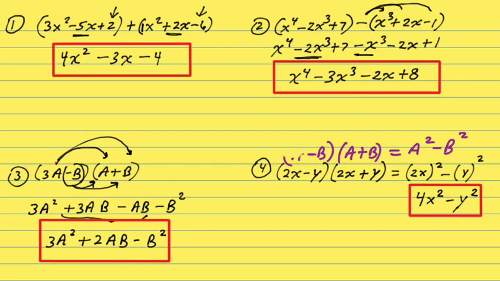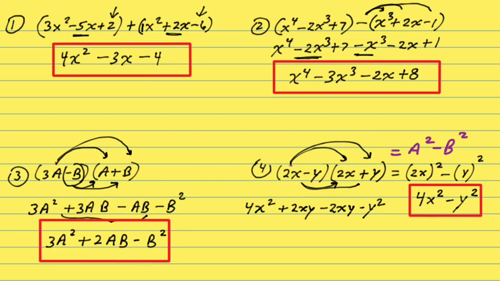If not, you can always distribute. So let's distribute. 2x times 2x is 4x squared. 2x times a y is a positive 2xy. Negative y times 2x is a negative 2xy. And negative y times a positive y is a negative y squared. 2xy and negative 2xy add to 0, leaving me hopefully the same answer I got by using my difference of squares formula over here.